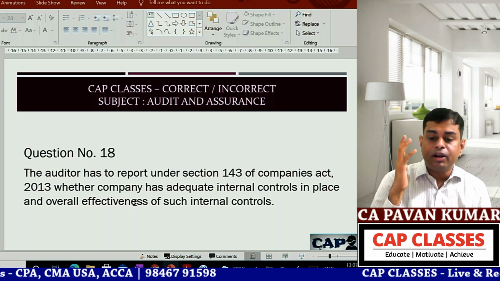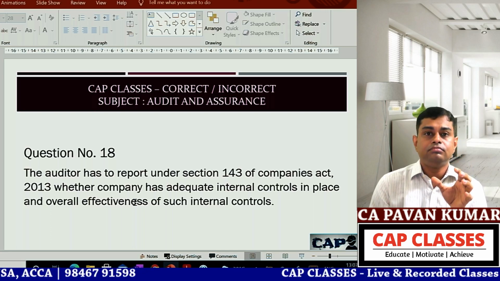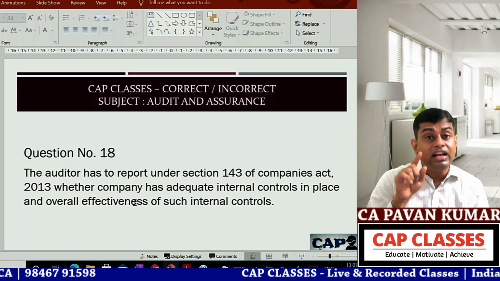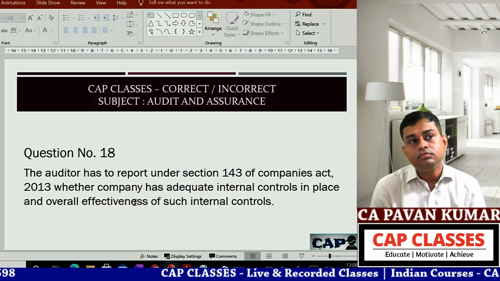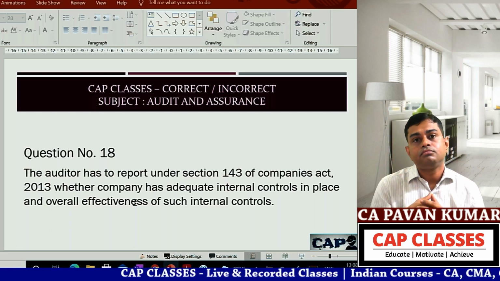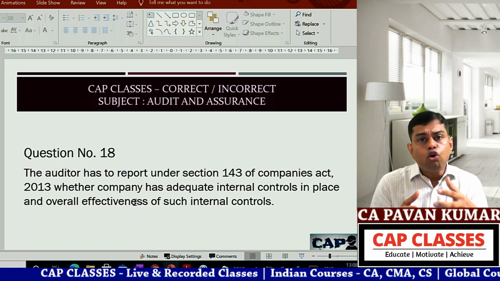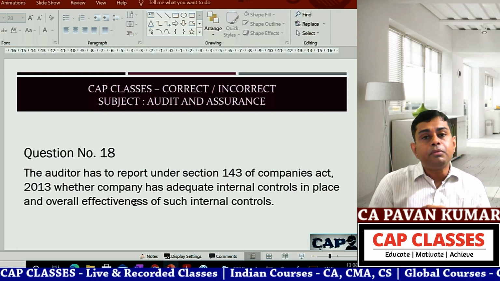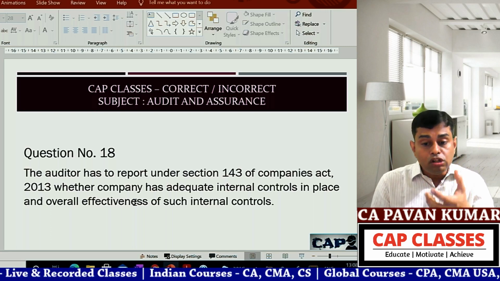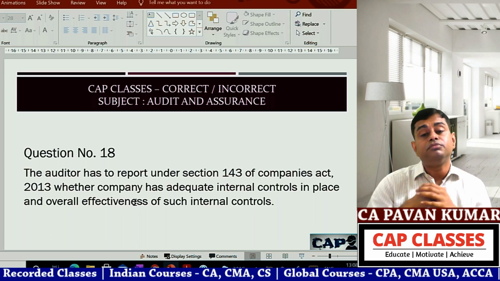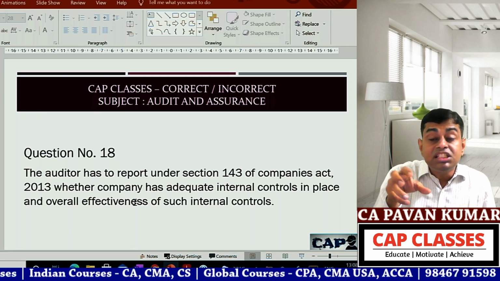Remember, if you read properly, the auditor has to report on the adequacy and operating effectiveness of internal financial controls. Internal financial controls, not all internal controls. Internal controls is a very big umbrella. Many controls will be there which are internal controls. For example, you have a godown. In the godown, how to store goods, how to withdraw goods, how to remove goods from the godown. There can be so many procedures, standard operating procedures, controls, documents, security systems. But as an auditor, I am not concerned about the administrative procedures.